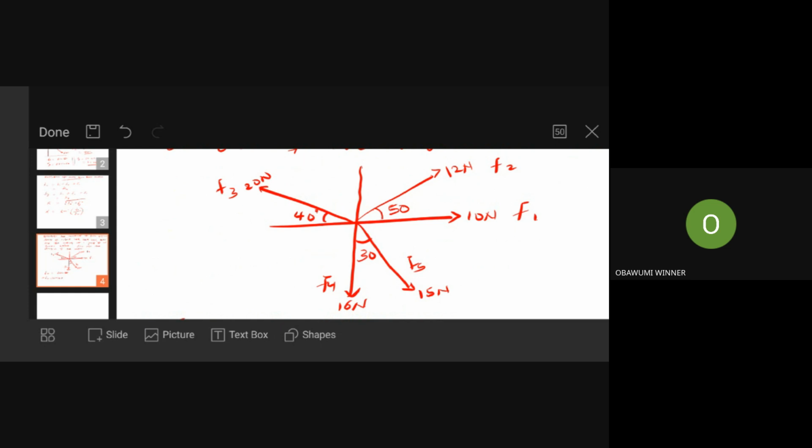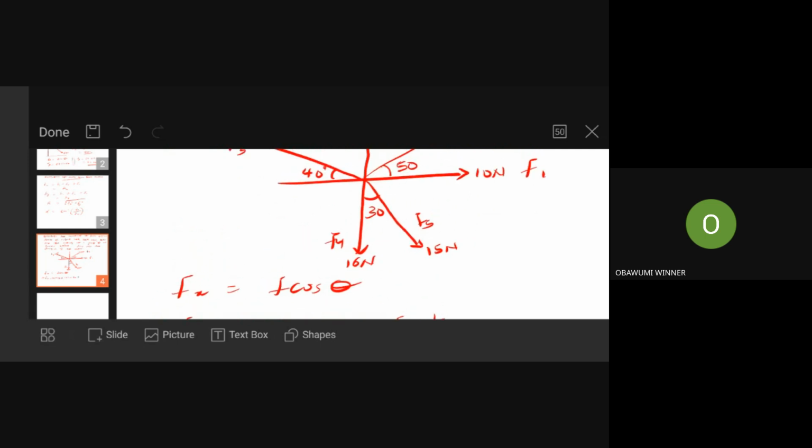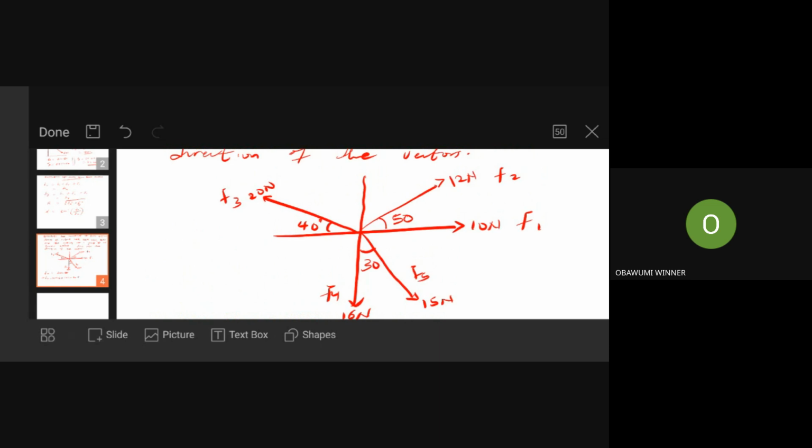Remember, we are still dealing with the horizontal component, and everything on the right is positive. Everything on the left is negative. Don't forget. Now, F2 is 12 Newton, and 12 Newton makes an angle of 50 degrees with the horizontal. So I'll write that. So I'll have 12 cosine 50 plus, I'll go to F3. F3 is on the negative side, on the left-hand side, meaning that the force there is going to be negative. So I have 20 Newton inclined with an angle 40 degrees to the horizontal.